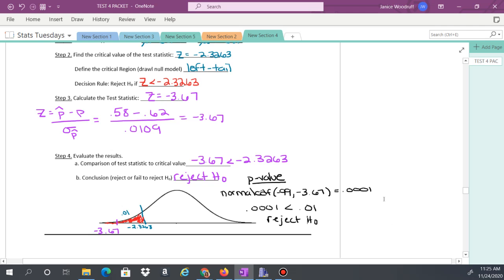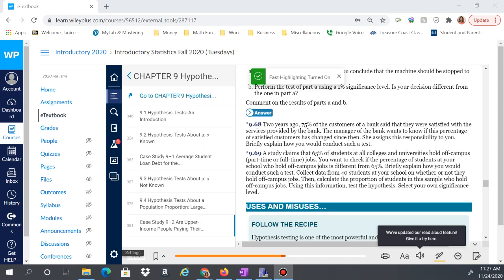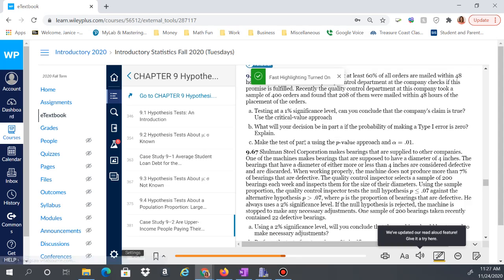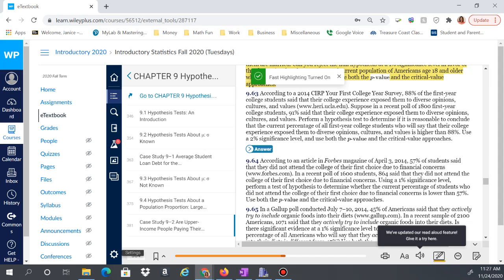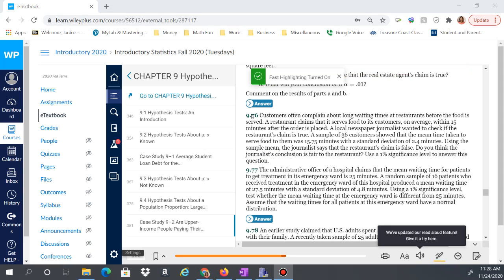All right, the next problem I have is rejecting again. I want to find one where we do a fail to reject. So give me a second here. Okay, so let's do... what happened to the problem I just had up? Hold on. Okay, so the problem is 9.76 in the book.